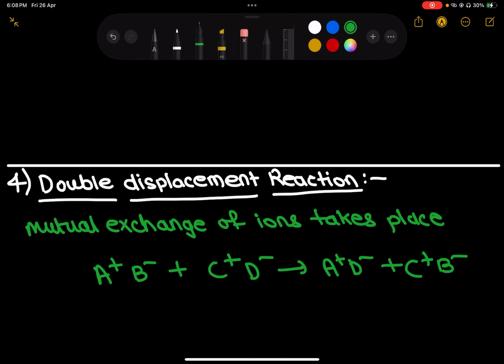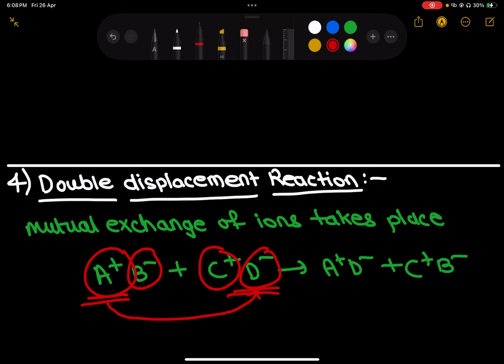Now, what does this tell us? Well, basically here it is a positive ion, negative, positive, negative. Now this positive goes and rearranges itself with this negative, and this negative rearranges itself with this positive. So mutual exchange. Mutual means all ions exchange each other. So AB plus CD gives AD plus CB. Simple.